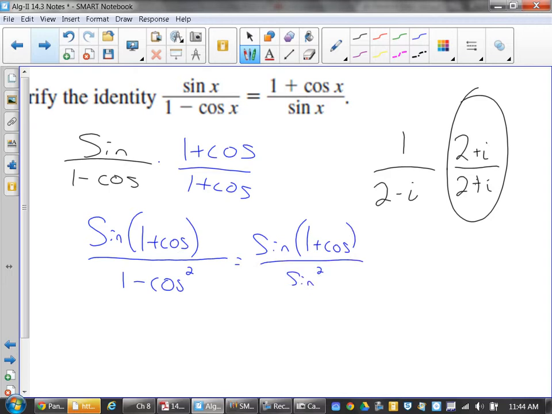Write these down. And once again, can I simplify it? Yes. And you get 1 plus cosine over sine. And it's verified. It's magical.